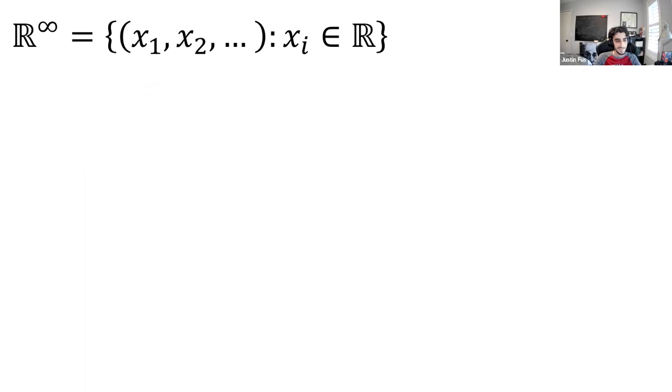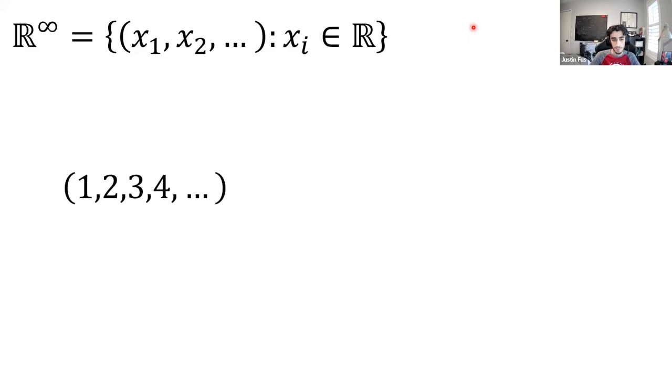Thanks, Justin. Yeah, anytime. So usually this is denoted with R infinity, or R omega, or R with a fancy N for the natural numbers. And we can imagine associating it with the set of all real sequences. Each of these is a real number, and there are infinitely many of them and they're ordered.